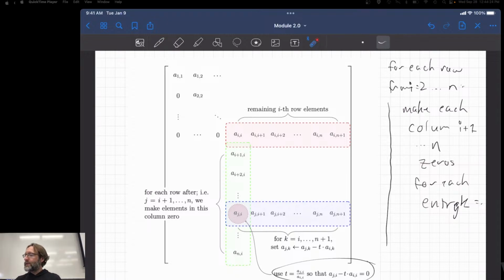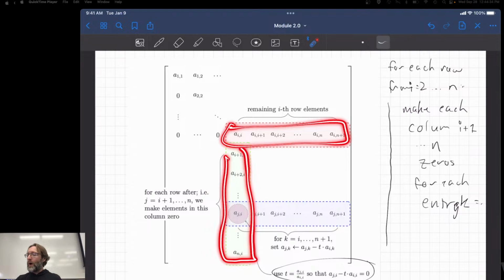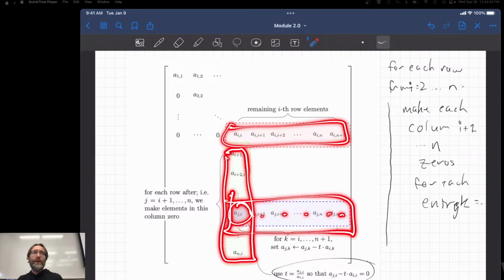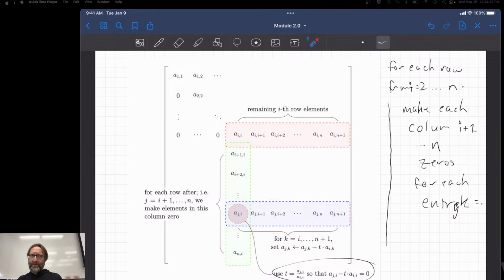So that suggests 1, 2, 3, 4 loops here. That's what I'm going to have to do. For each row, for each column, for each row under that row, in that column, you have to make that entry, well, the first one's 0. Hopefully none of the rest of these become 0, because we'll talk about that situation in a second. But you need to change all of the things in that row.